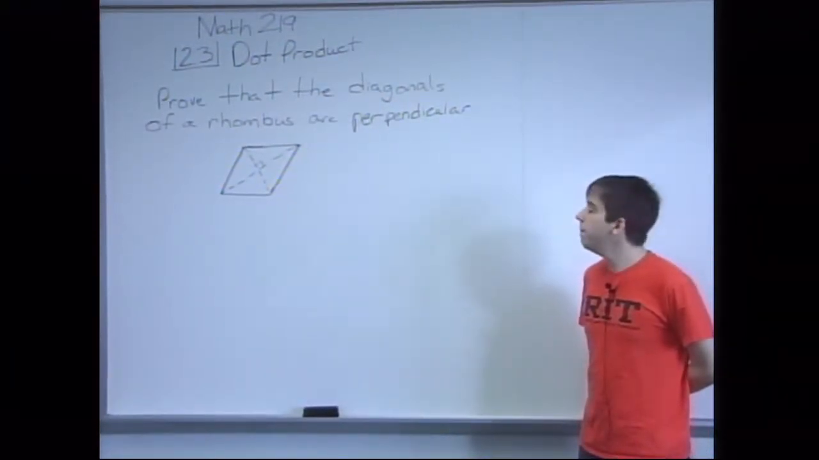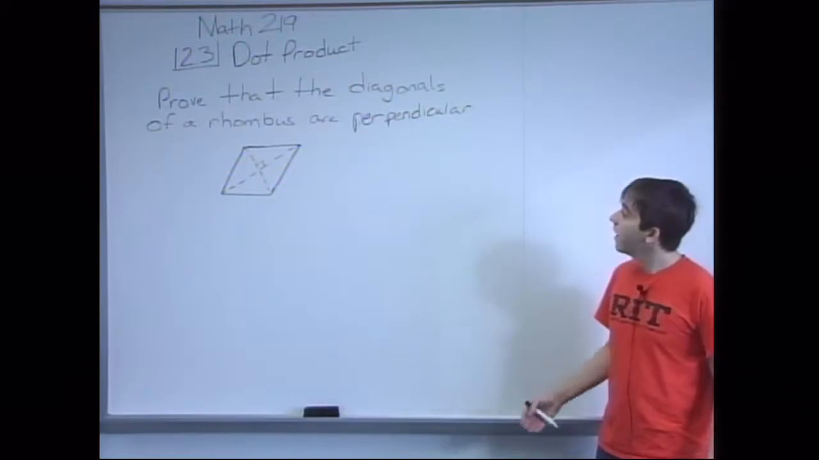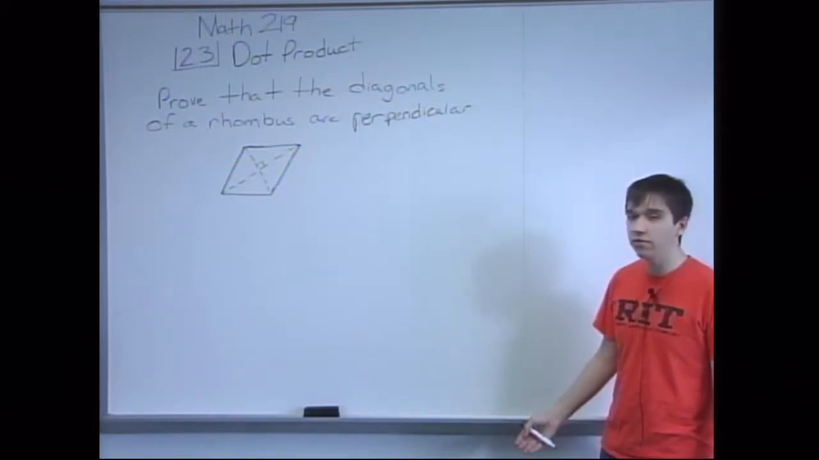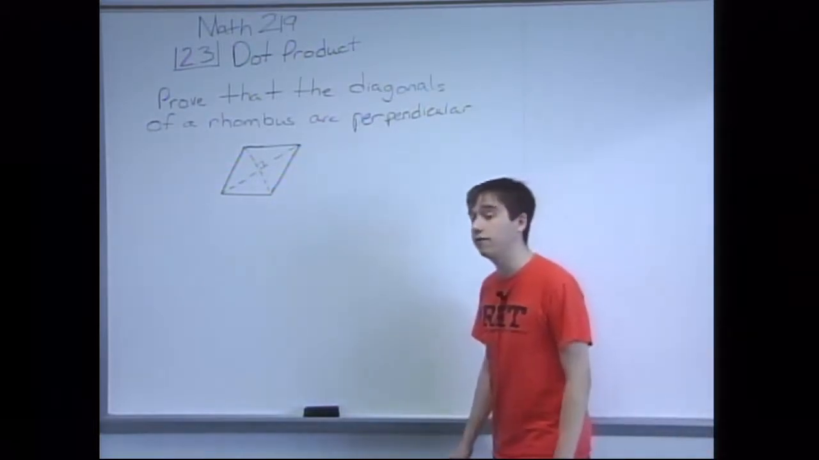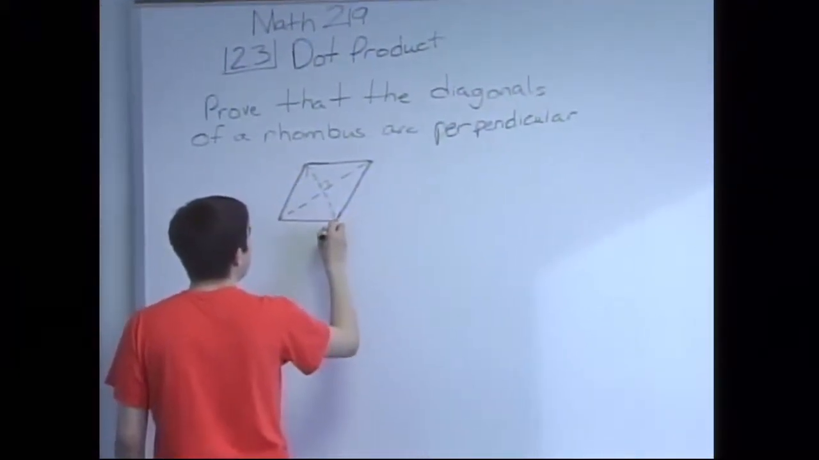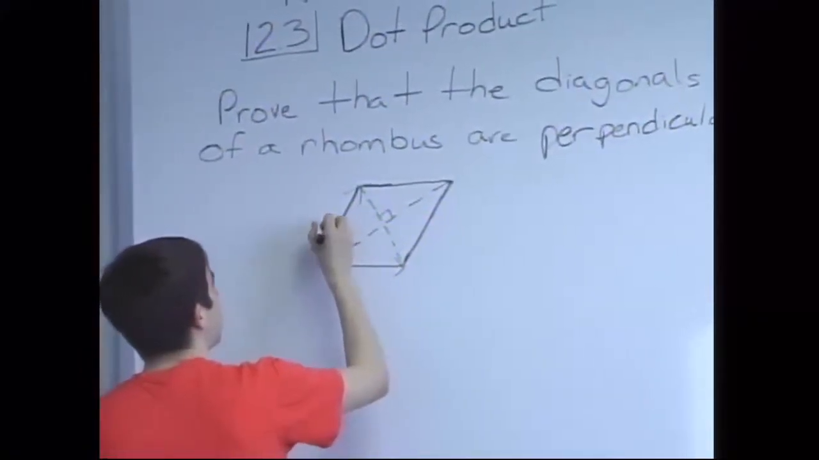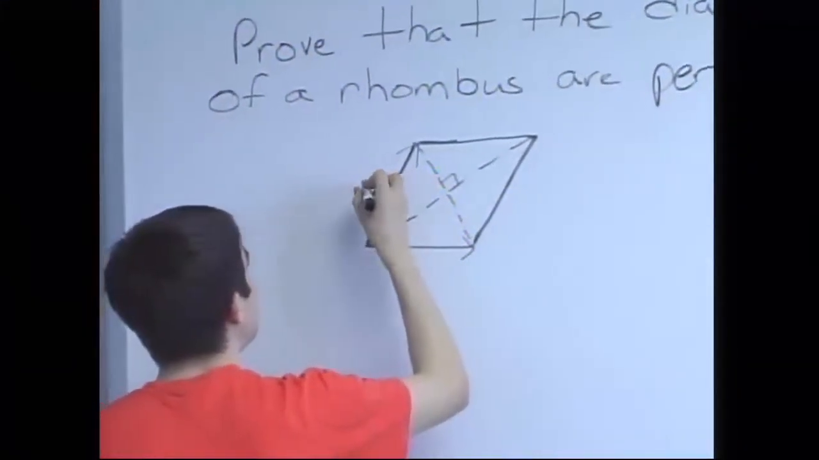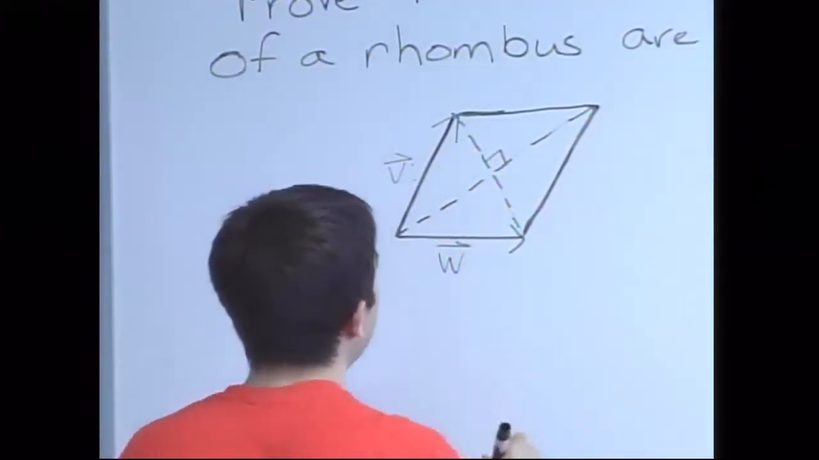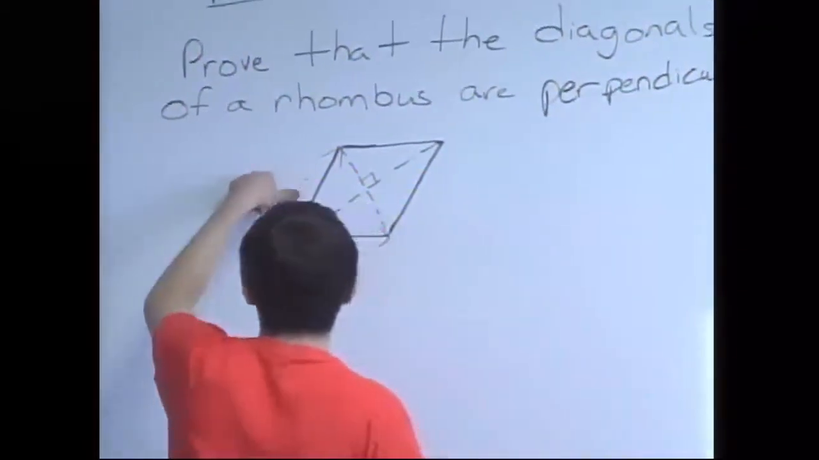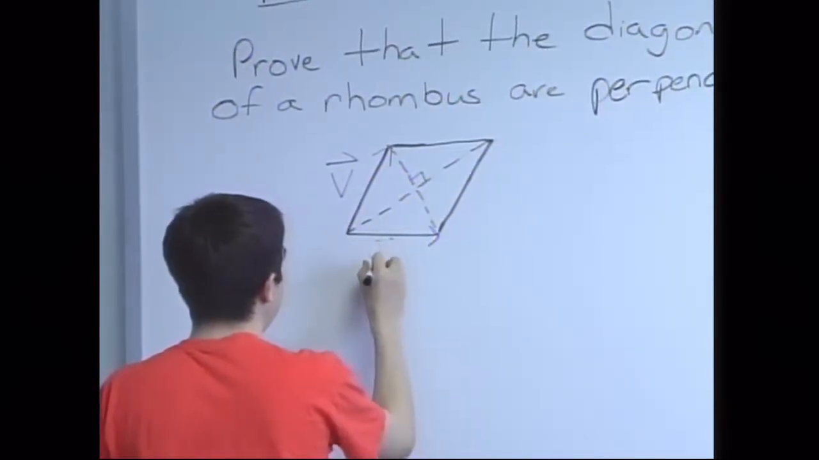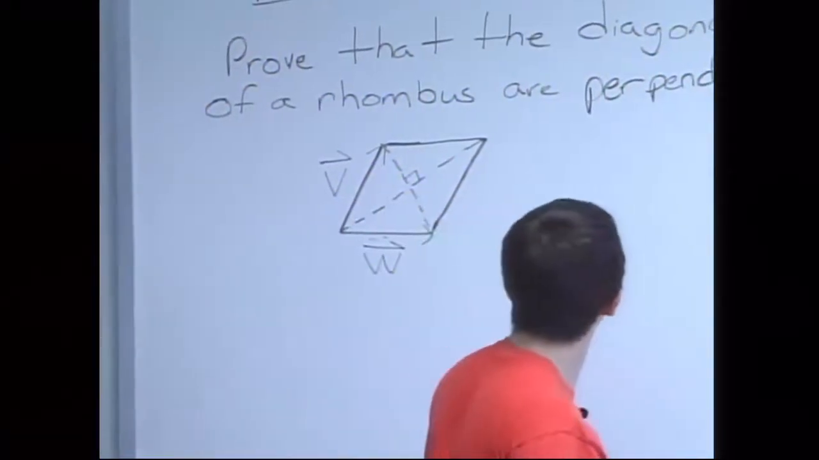Okay, so in order to prove that the diagonals of this rhombus are perpendicular, we're first going to want to think about this problem in terms of vectors, because we're going to prove this using the dot product. So if I go ahead and make these two sides into vectors, I'll call this vector v and this vector w, as so. Vector v and vector w. There we go.